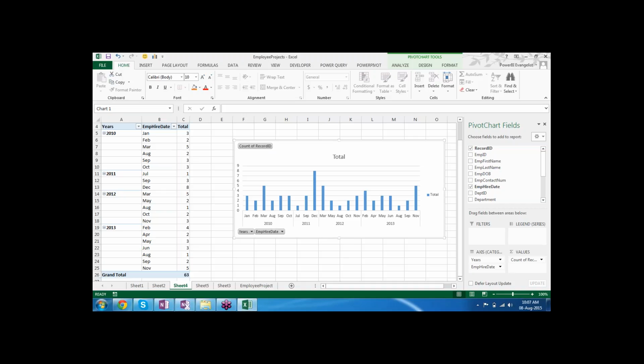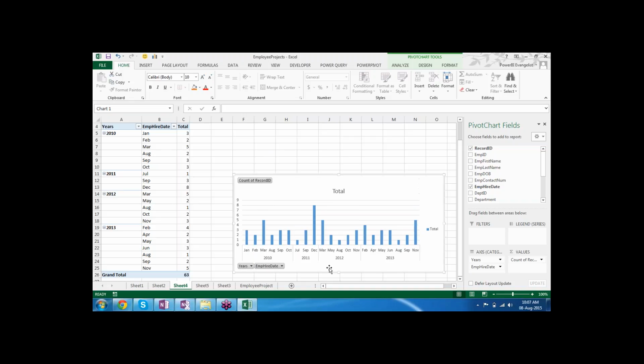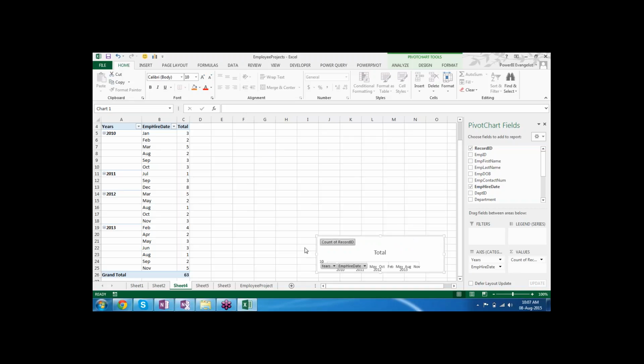I've found a solution to it. It's a very simple solution. This was the regular column chart, which is based on this pivot table. So what we can do, we can just keep it minimized somewhere.